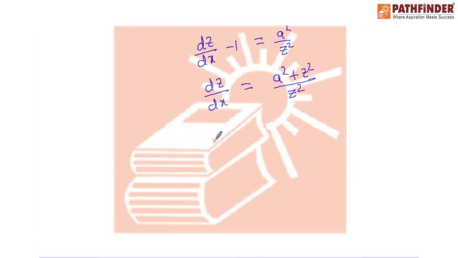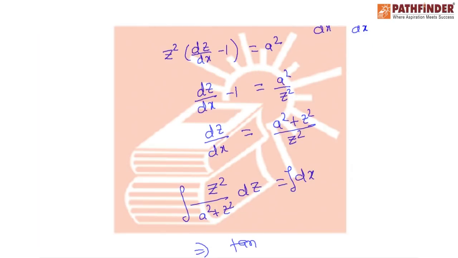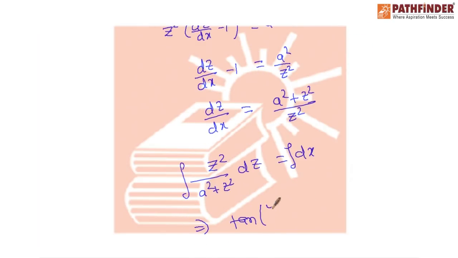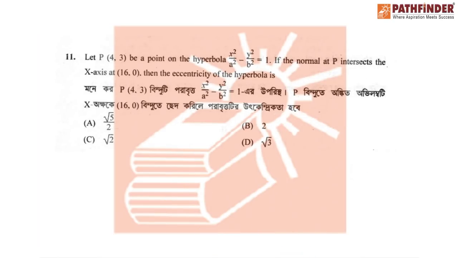Or we can write z square by a square plus z square dz is equal to dx. Now integrate both sides and put finally z equal to x plus y. We will get the final answer as tan inverse of x plus y by a, that is, y plus c by a is equal to x plus y by a, which is given in option D. Next question, which is question number 11.